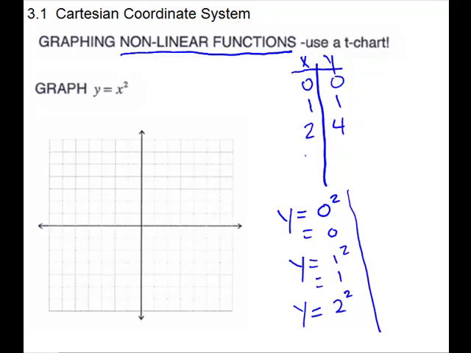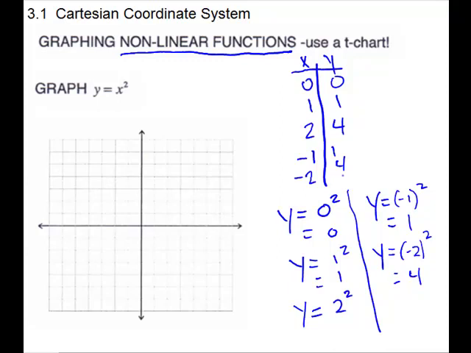Let's pick a -1 for x, and anytime there's an exponent, you're going to plug in with parentheses. I didn't put them here because it was positive, but you have to when it's negative. So if I'm plugging in a -1 and I'm going to square it, the sign will go to the power. It is -1 times -1 gives me a +1. And we'll do a -2. So plug it in, and the sign will go to the power. -2 times -2 will give us a +4.